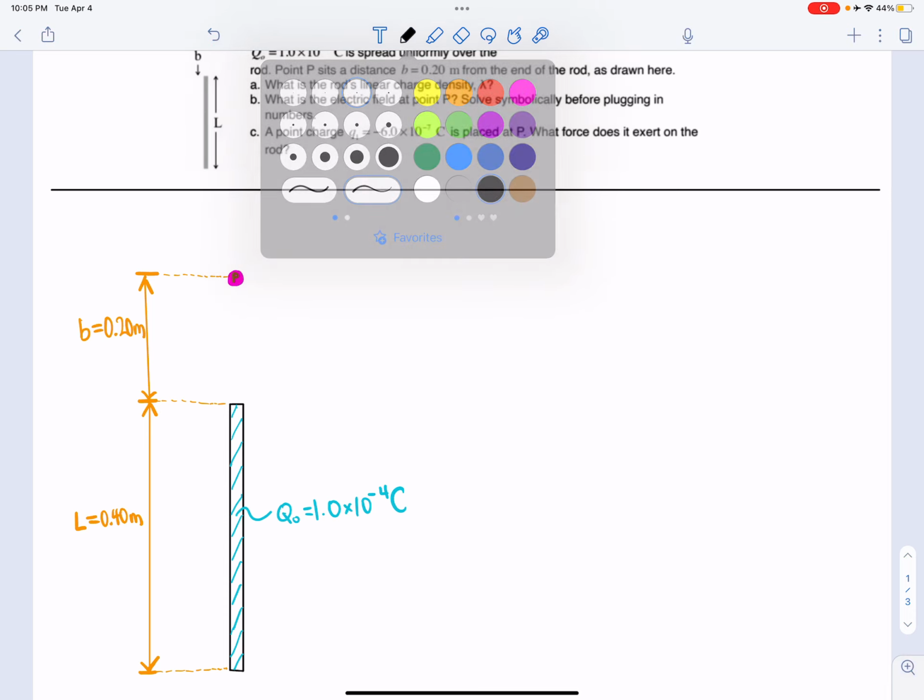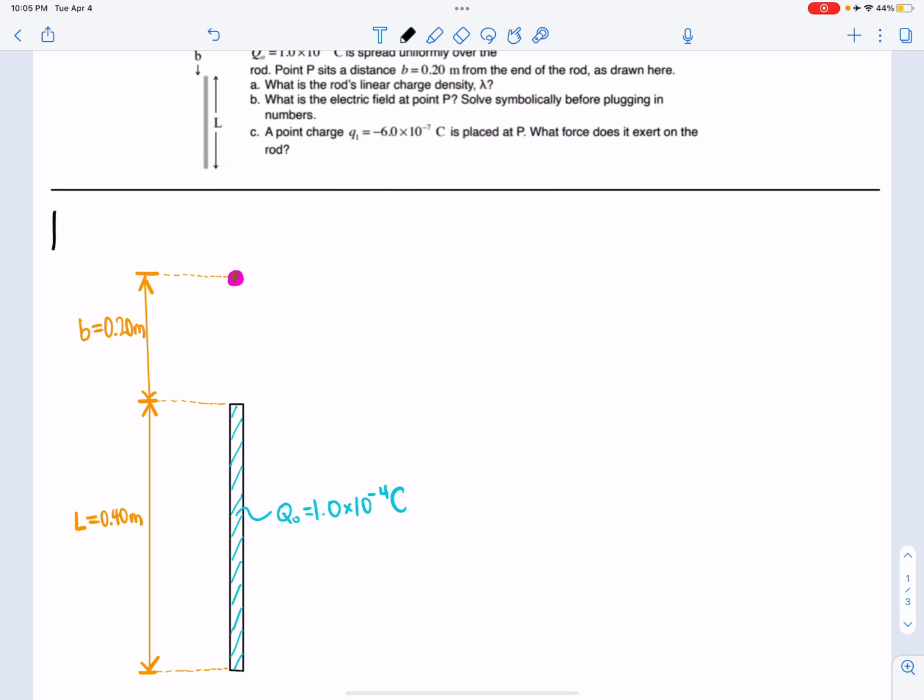Real quick, I'll add a coordinate system so that we can reference what is positive, what is negative, and in which direction. So this is X, and we'll call this Y direction. So part A, find the linear charge density.